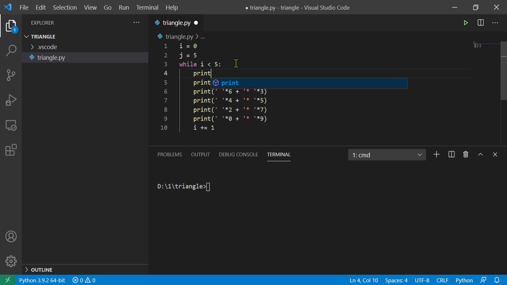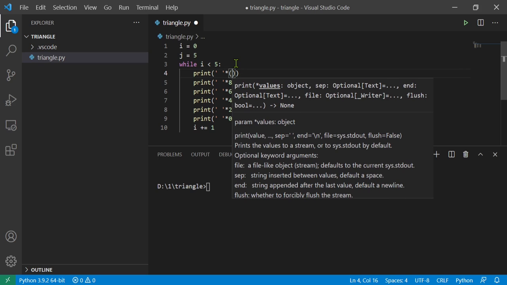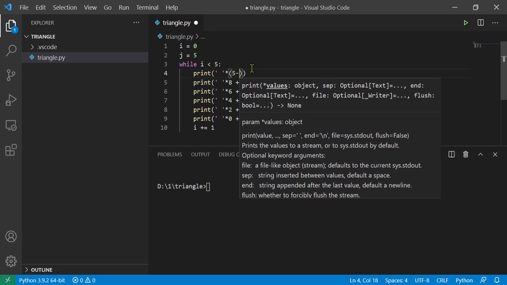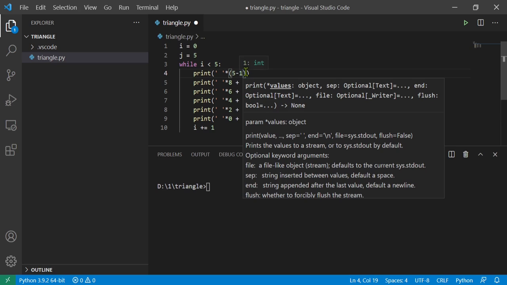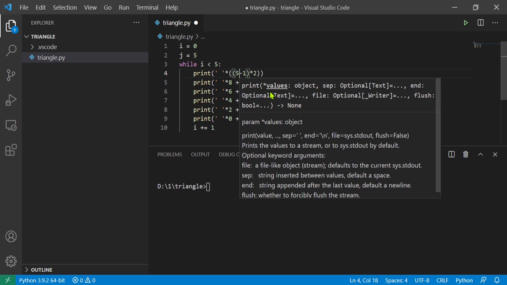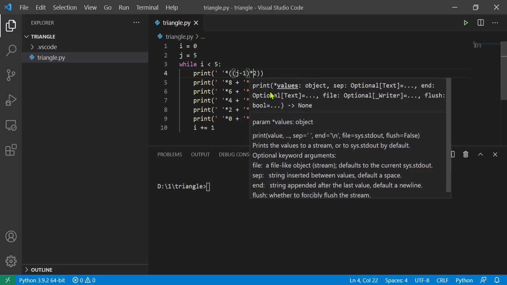Now let's write the logic for this pattern. A number of spaces appended with, here we are going to use the j variable. The j value is 5, j minus 1 is 4, 4 multiplied by 2 is going to give us 8. This is our j value.